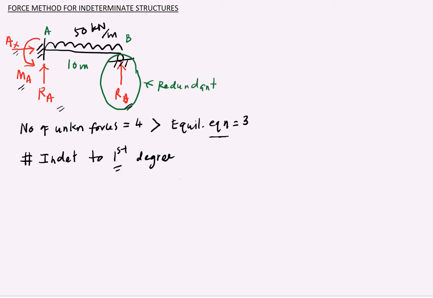Hence, by principle of superposition, we can remove the effect of RB from the beam and make our structure determinate. So we will remove the effect of RB. So the beam now becomes just a cantilever beam, okay, without the roller at the end, and this structure is going to be determinate and stable. So let's call this beam our primary beam.